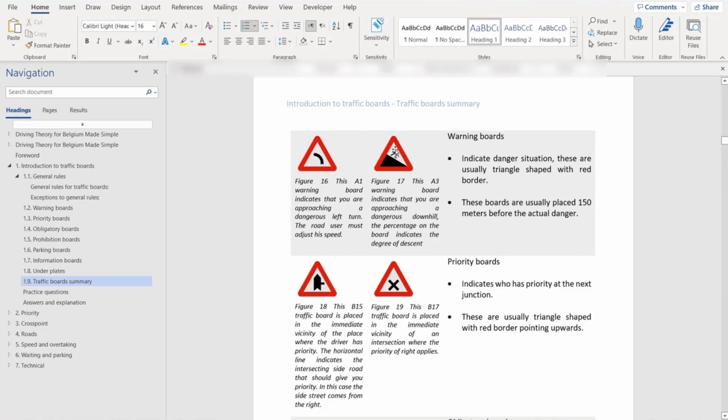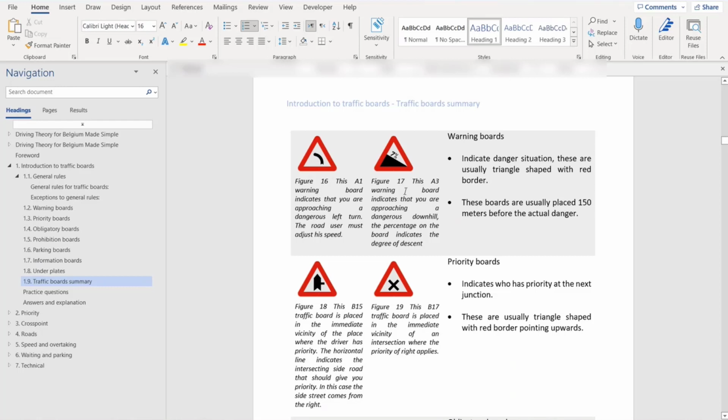Then there is also a traffic board which indicates that there is a steep downhill. Why is this downhill and why not uphill? Because remember, you either read the board from bottom to top or left to right. Now you cannot read this board from bottom to top, so you have to read it from left to right, which means that it's a downhill. So if you go from left to right, you're going downhill and not uphill. So this is important that it's a downhill with 7% gradient.